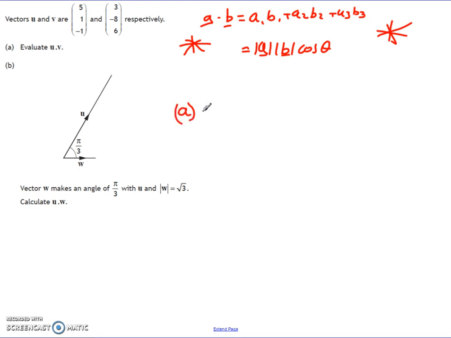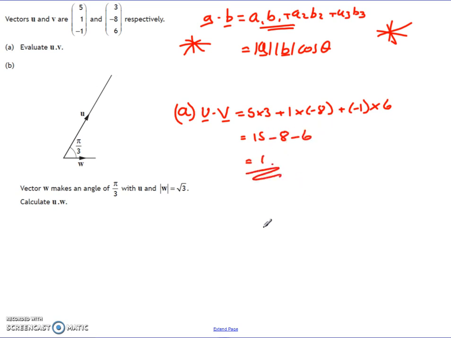So for part A, I want to do u dot v and know all elements of both vectors. It's going to be the first variation I have to use. So start by doing it, first elements together, second and third, add them up and see what you get. So I get 5 times 3 plus 1 times negative 8 plus negative 1 times 6. 5 threes, that's 15. 1 times negative 8 is minus 8. Negative 1 times 6 is minus 6. So I get 15 minus 8 minus 6 gives me 1. So u dot v in this case is equal to 1.